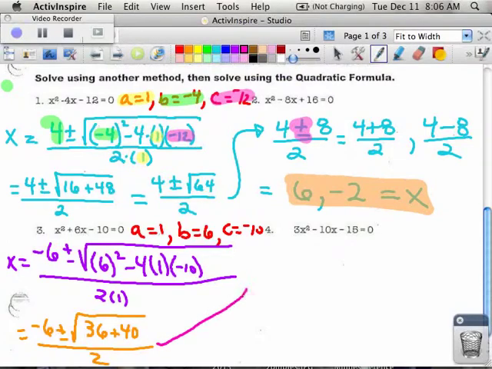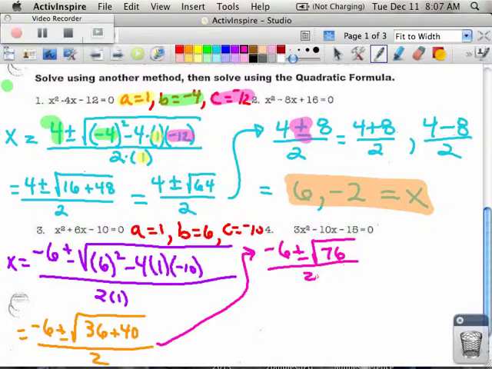Next, as I keep simplifying, I have negative 6 plus or minus the square root of, and 36 and 40 is 76. And that's all over 2. And then what I'd want to do is see if 76 has any perfect squares in it. Like, for example, does 4 go into 76? Does 9 go into 76? Does 16 go into 76? So I'll check the smallest one first, and I'll see if maybe 4 goes into that. So 4 goes into 7 once, and then it's 36, and that's 19, so it does.